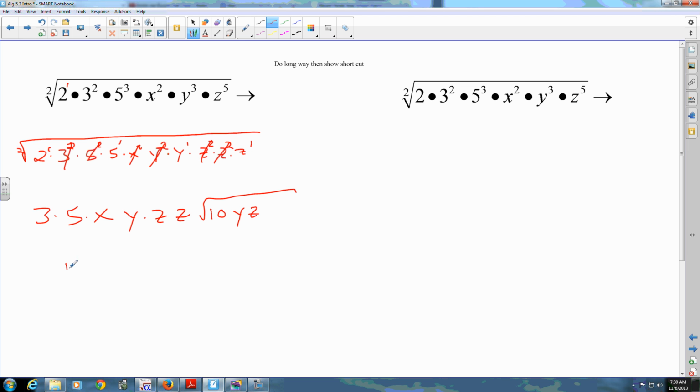So when all is said and done, you get 15xyz squared, square root 10xy. Now, I think you would agree writing this out like that is a bit of a drag. It takes time. It gets messy. It's large. So let me try and show you another way that groups them in powers of 2 that matches this root that's a little more efficient.